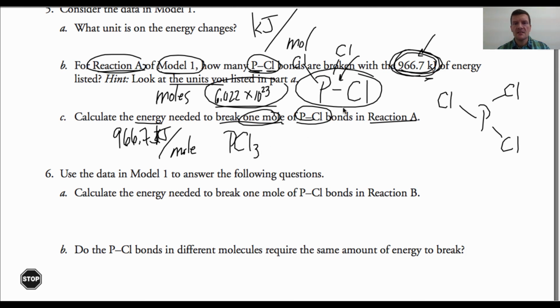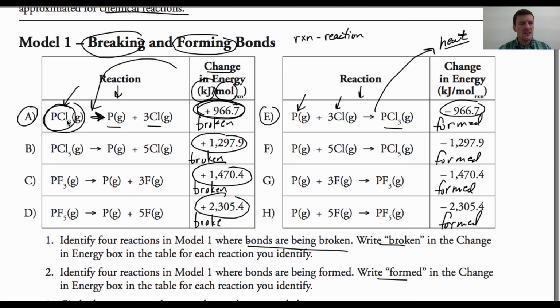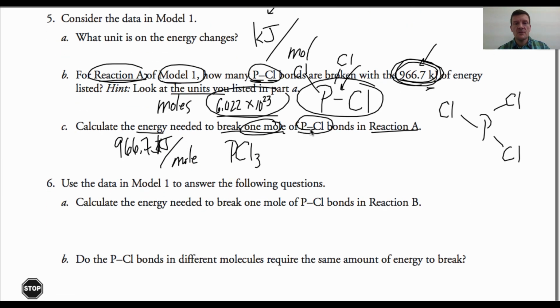So if we've got PCl3 and we broke apart PCl3 to form phosphorus and 3 chlorines, and it took that much for the reaction, for a mole of this, okay? Now it's saying, what if you just have PCl? Not PCl3. This number up here is for PCl3.